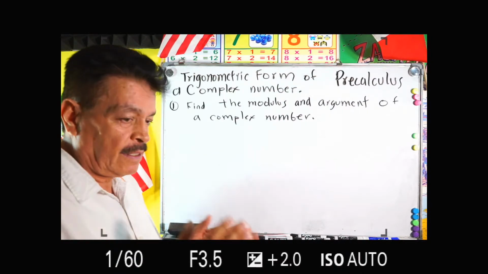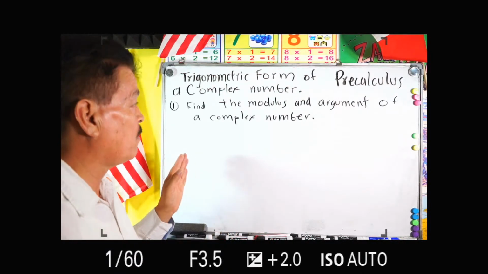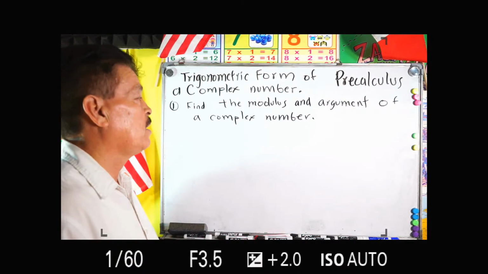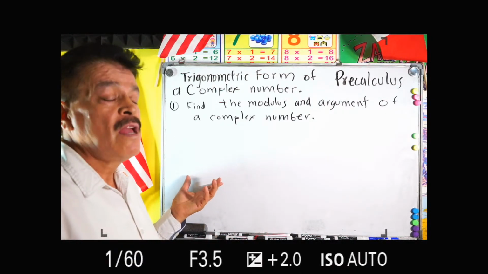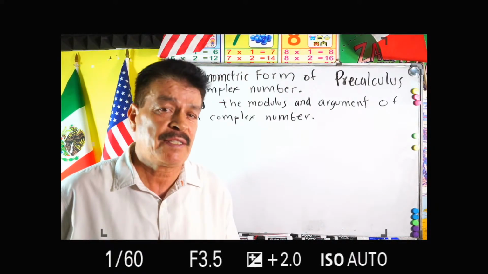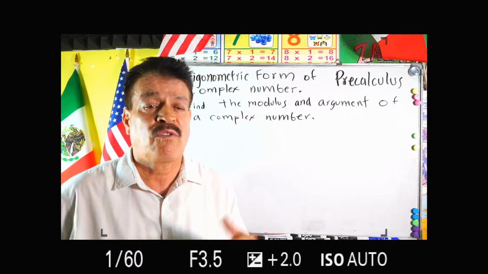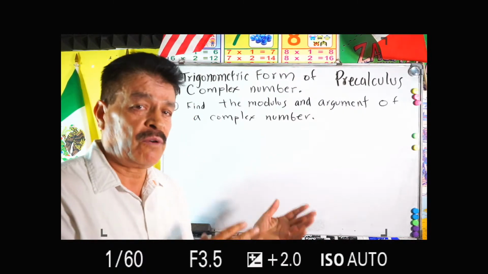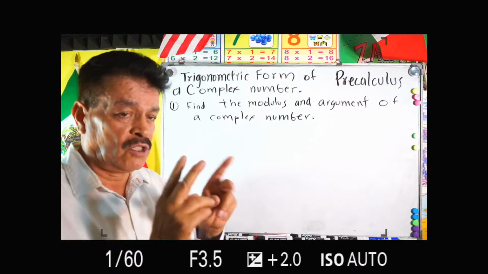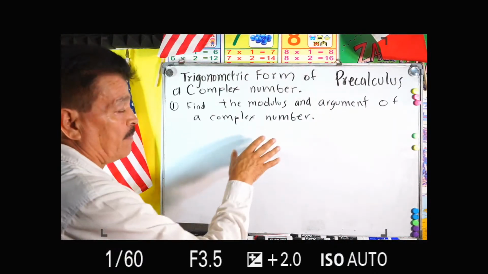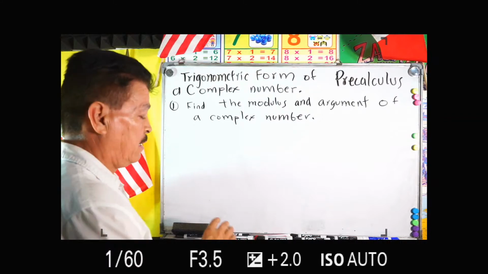My class is in two sections. The first part of my class is about how to find the modulus and argument of a complex number. The second part of my class will be about how to convert a complex number from regular to polar form. Okay, from regular to polar form. Those are the sections for today. All right, this is the first section.